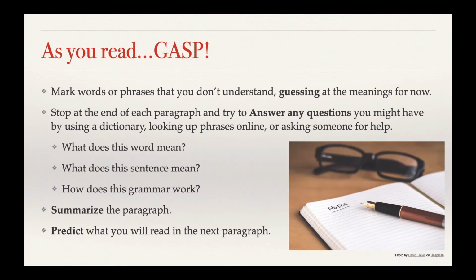If you don't remember, the GASP method means that we'll guess. We'll mark words or phrases that we don't understand. We'll try to answer any questions by using a dictionary, looking up phrases online, or asking someone for help. At the end, we'll summarize each paragraph. That means look for the main idea, and then predict what we'll read about in the next paragraph before moving on.